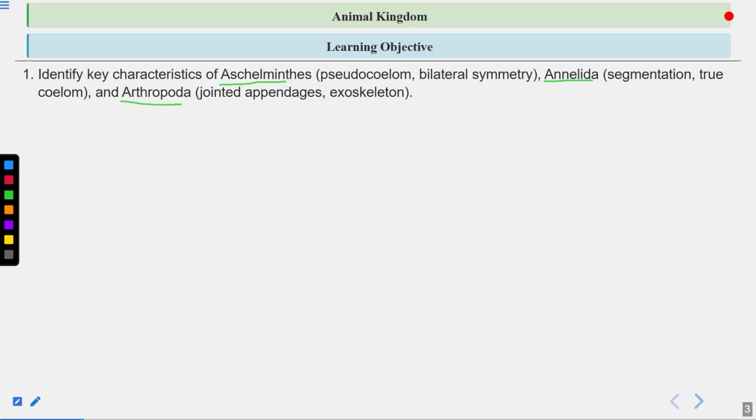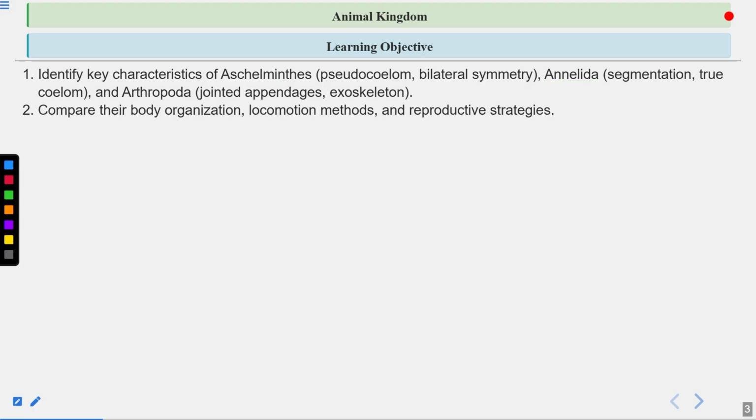Next, a very important phylum, Arthropoda. Jointed appendages. This is one of the key characteristics of this phylum, and the phylum got its name because of these jointed appendages. We will see in detail how they got this name, Arthropoda. Exoskeleton, the organisms bear an exoskeleton. They do not have any endoskeleton, right? But they do have an exoskeleton, right?